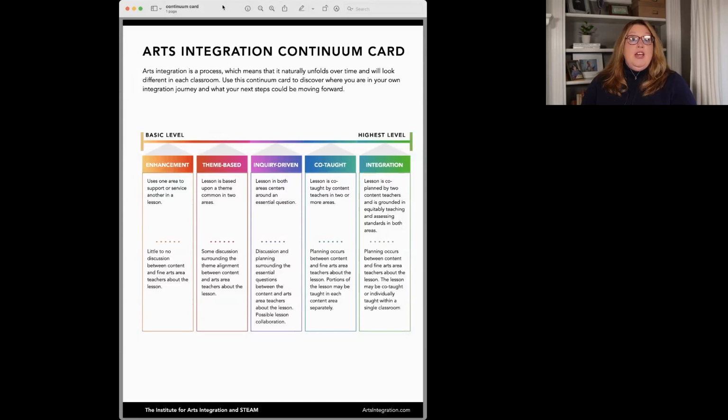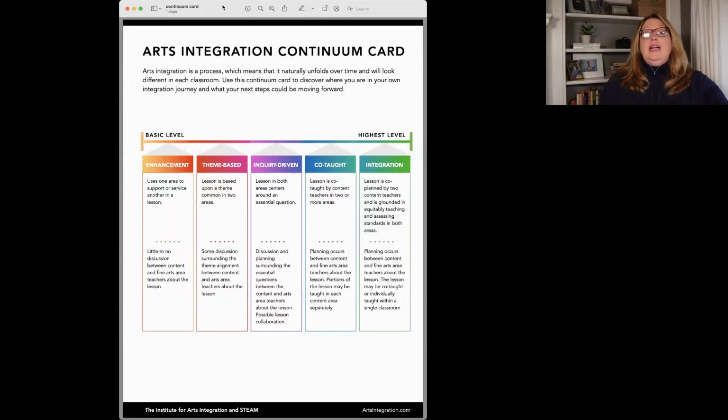The lesson can be co-taught or it can be individually taught within a single classroom, so long as the standards are aligned and we're assessing the standards we've aligned at the top. Okay, now hopefully you can see in this demonstration of each of the stages what a lesson could look like from beginning to end.